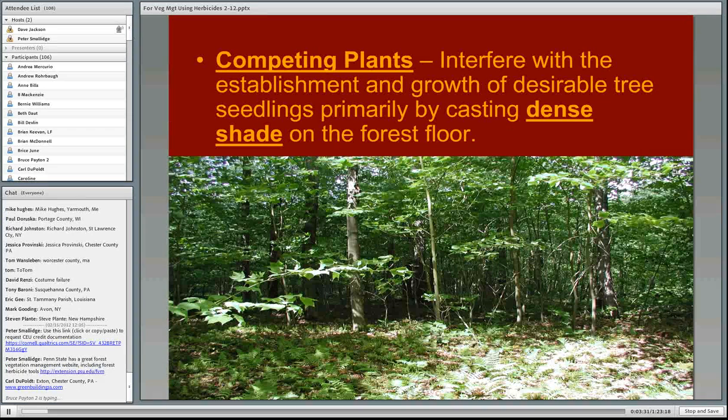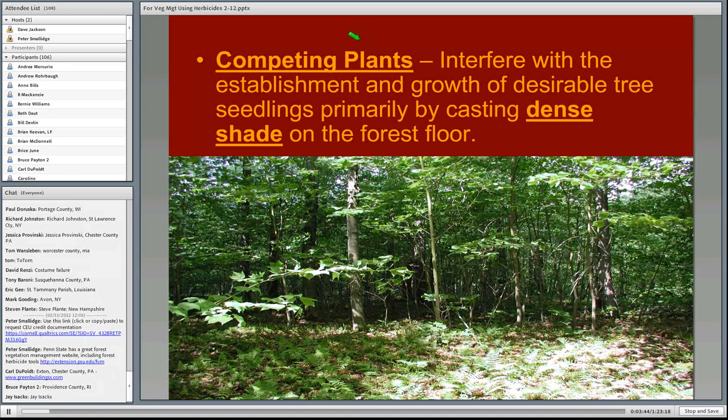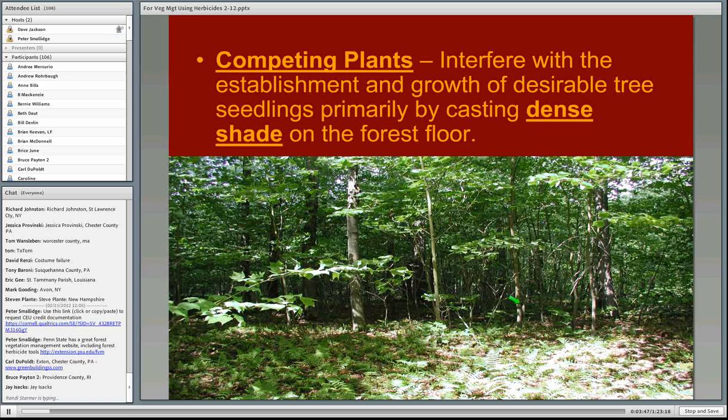So competing plants interfere with the establishment and growth of desirable tree seedlings, primarily by casting dense shade on the forest floor. I'm going to grab our pointer arrow here. If you look through the background here, this is a dense understory of beech root suckers and striped maple saplings, and you can see the dense shade that's created in the background here. So when we have these kinds of conditions, particularly when we're looking at establishing desirable regeneration tree seedlings, they just are not able to develop in such dense shade.